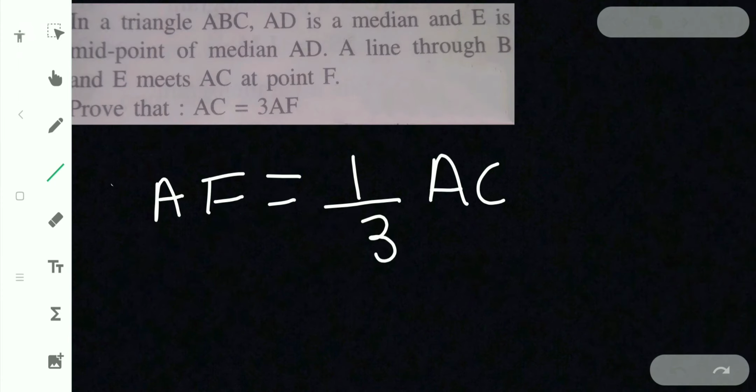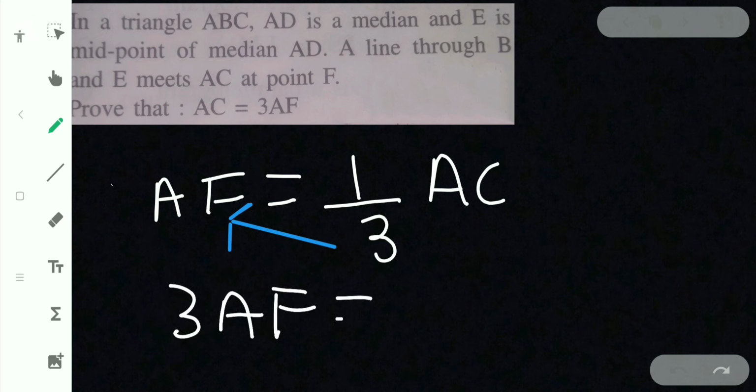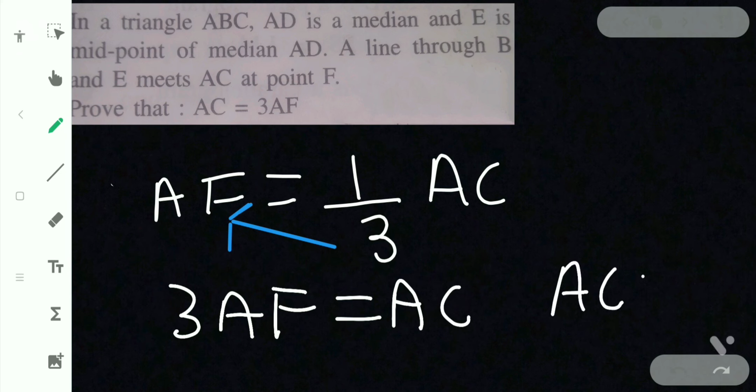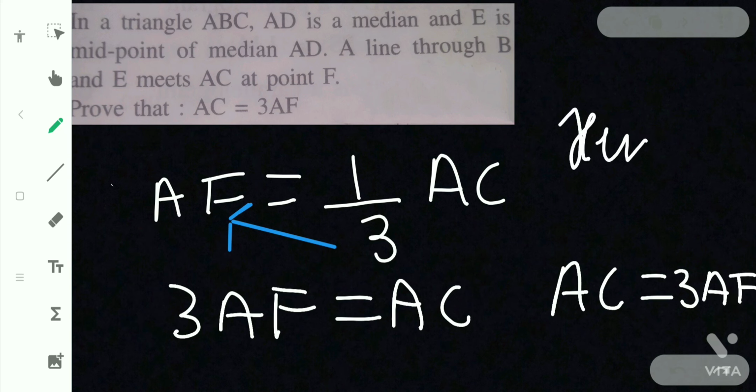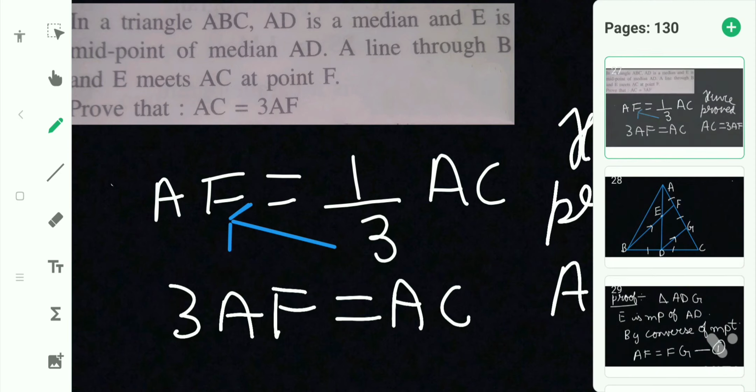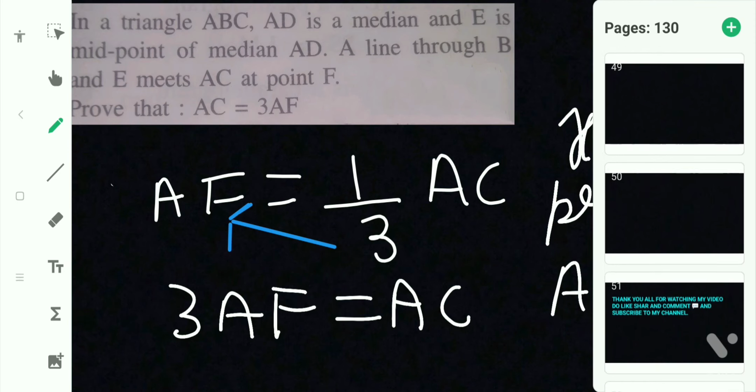Now here you know how to prove it, right? We can transpose 3 onto LHS. On transposing 3 onto LHS, we'll get 3 into AF, nothing but 3AF is equal to AC. So AC is equal to 3AF. Hence proved. So that's all.